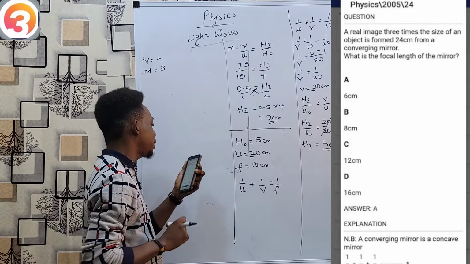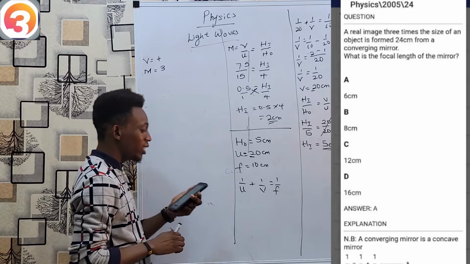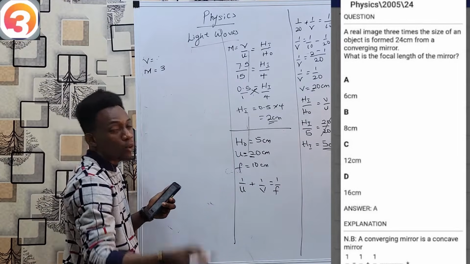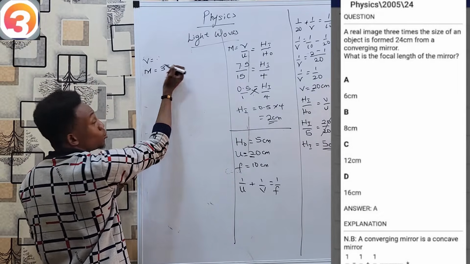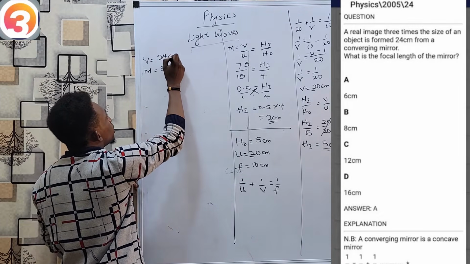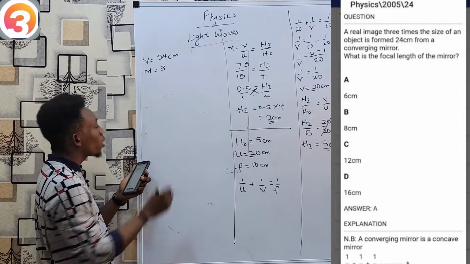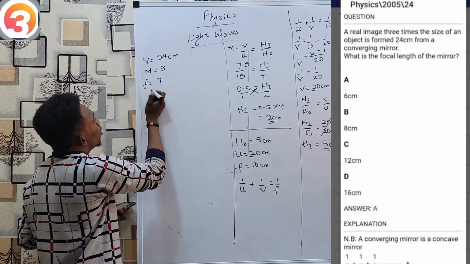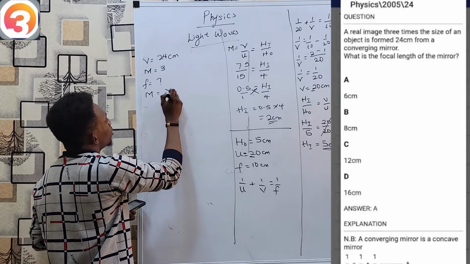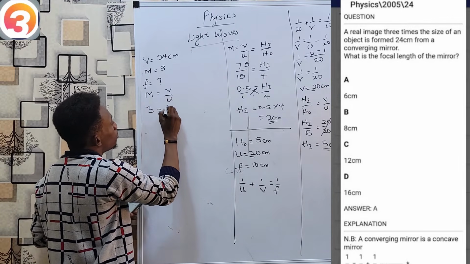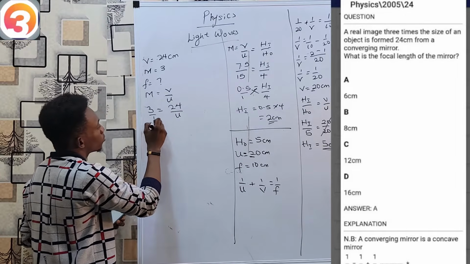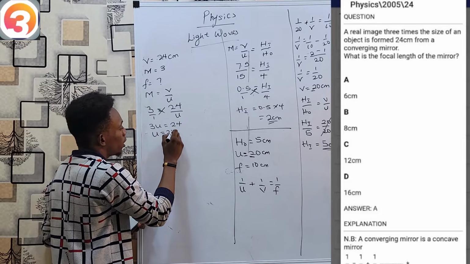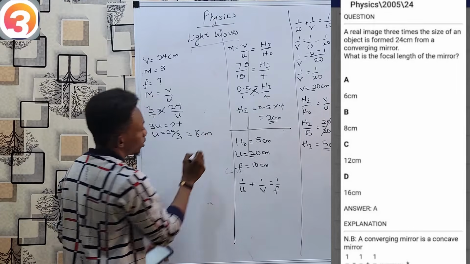So a real image 3 times the size of the object is formed 24 cm from a converging mirror. That means my image is being formed a distance of 24 cm from the mirror. Because we already know it's positive, we don't have to write down the plus. What is the focal length of the mirror? Find focal length. How do we simply do this? First thing, remember, magnification equals v over u. So 3 equals my v, which is 24, over u. Cross multiply, 3u equals 24. So u equals 24 over 3, which is 8 centimeters.